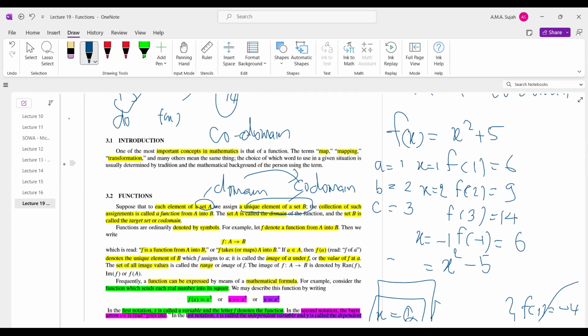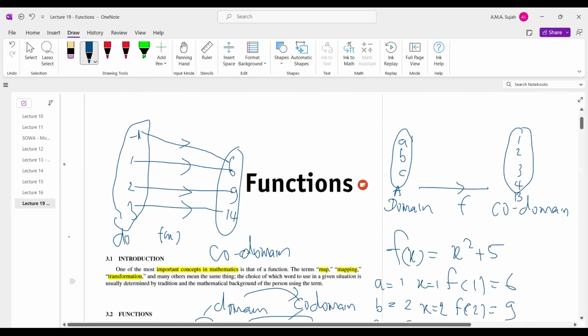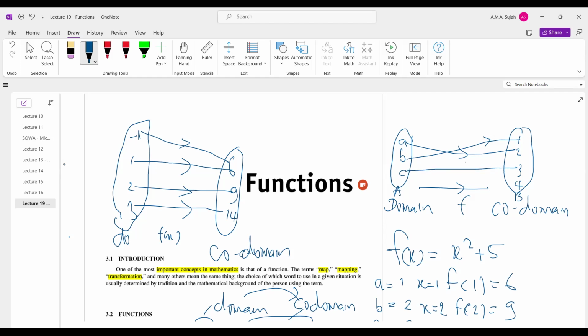So in this assignment, we assign the element from domain to codomain. We can say that this assignment is a function from A to B, right? A is called the domain, B is called the codomain or target set. Normally we always use the term codomain. In this example, maybe you can assign this way: the domain element A has a relation with 2, the domain element B has a relation with 1, and the domain element C relates with 3, right?